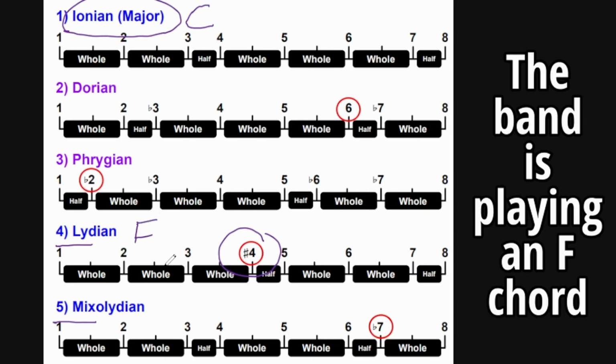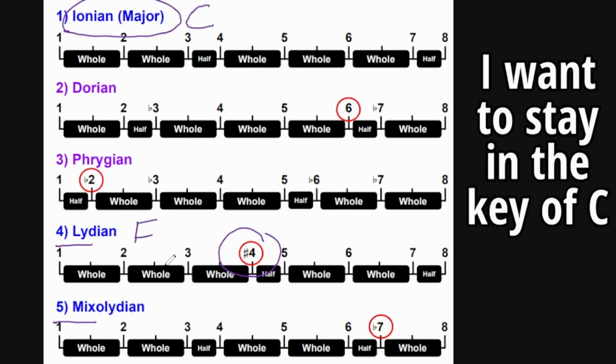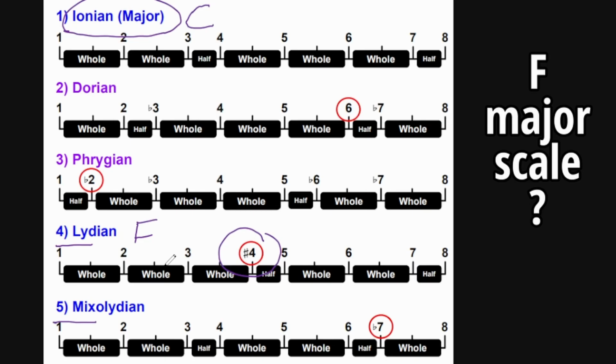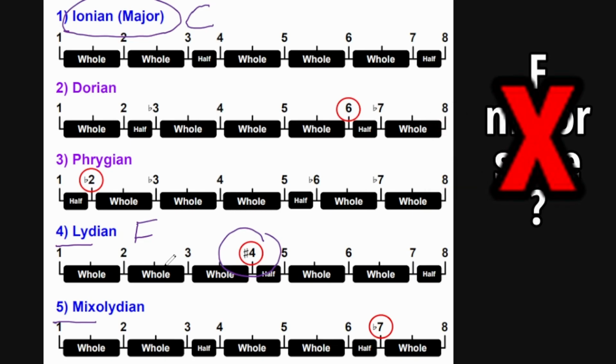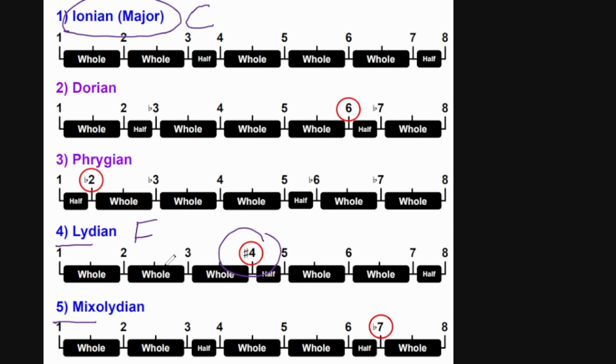would be F, or my 4 mode would be F. So the band is playing an F chord now. We're in the key of C. I want to stay in the key of C. I play an F major scale, but the F major scale has a B flat in it. Wrong. Don't want a B flat in the key of C.